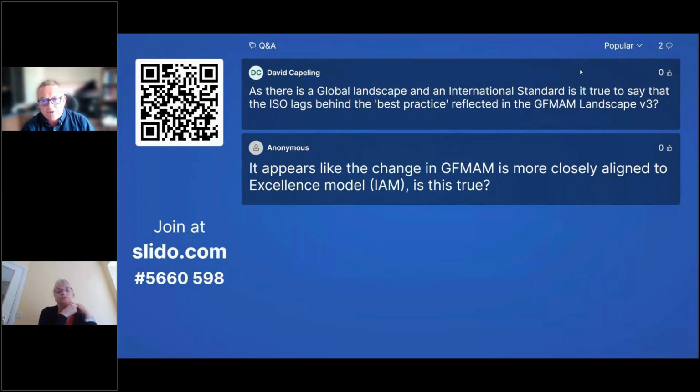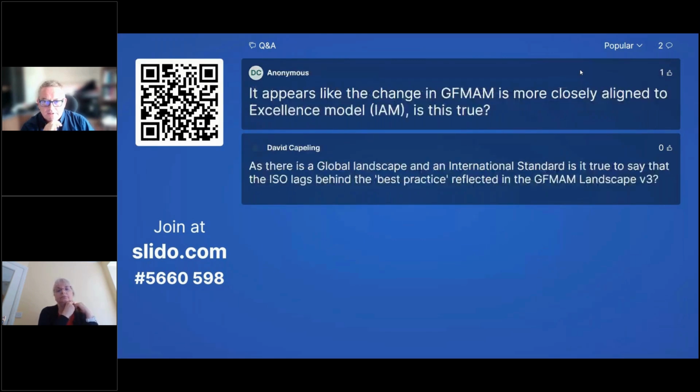So the landscape is trying to capture the discipline as a whole. So it has a different emphasis to the ISO. So I wouldn't say one lags behind the other. They're different, with different purposes.